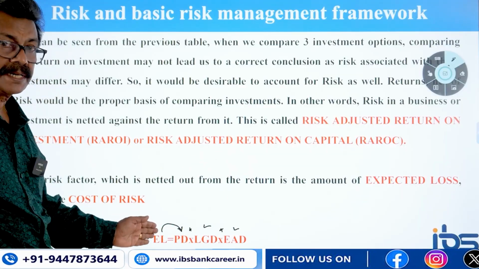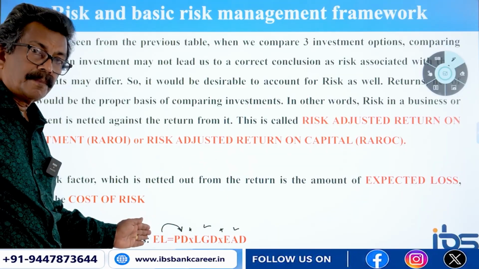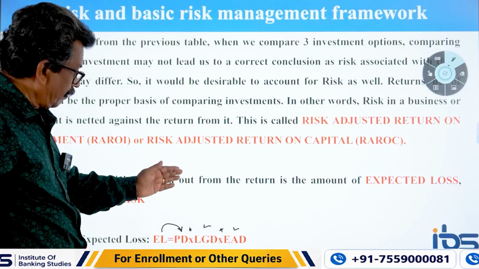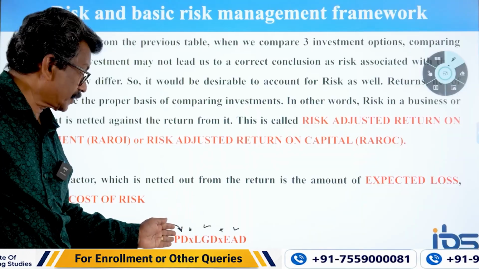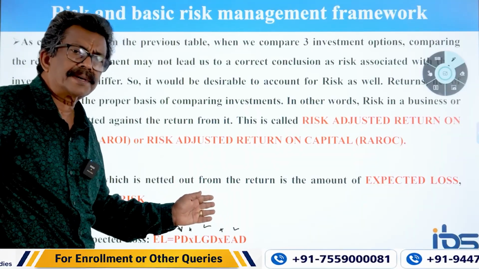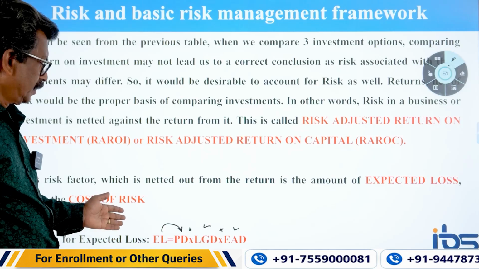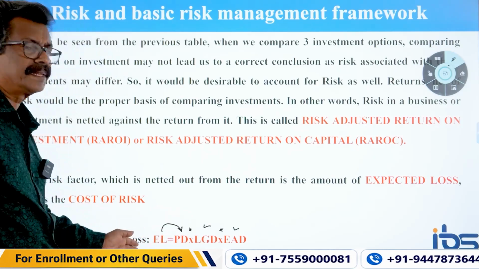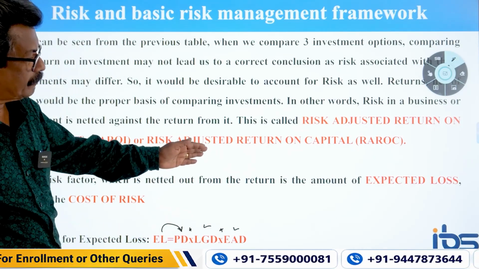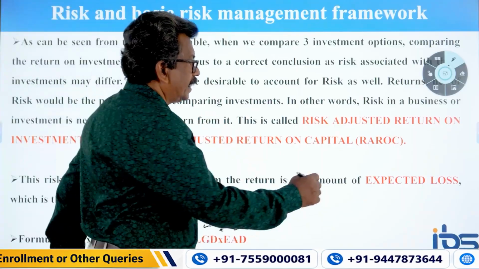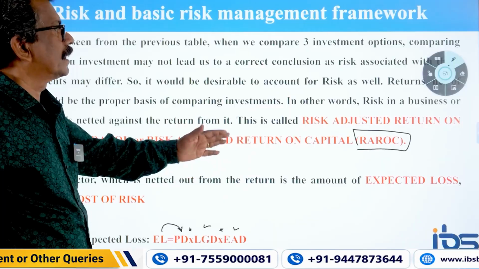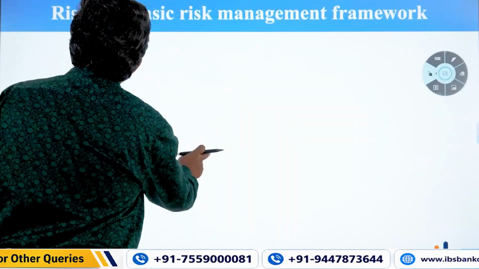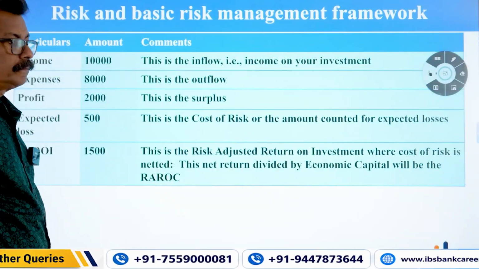Probability of default: what is the percentage of probability of default? What is the loss given default? That means what is the unsecured portion? What is the exposure? Nothing but the exposure in your books of account. So multiply these three things, you will get the expected loss. You reduce it from the net profit, you will get RAROC. Expected loss, you reduce, you will get RAROC. That's it. See one example.